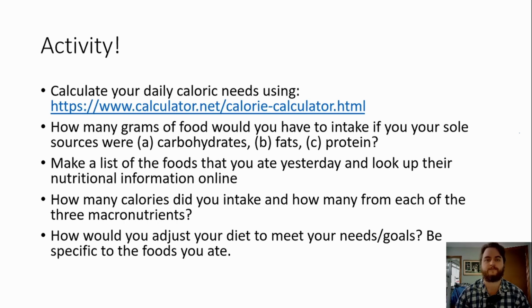So for example, if you need to gain weight, how would you adjust your diet using the food you ate yesterday to get more calories? And please be specific to the foods that you ate yesterday. So with that said, does anyone have any questions?